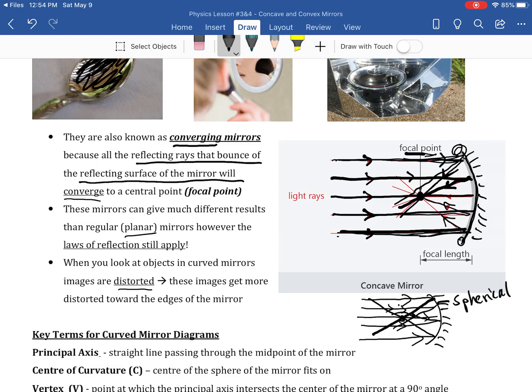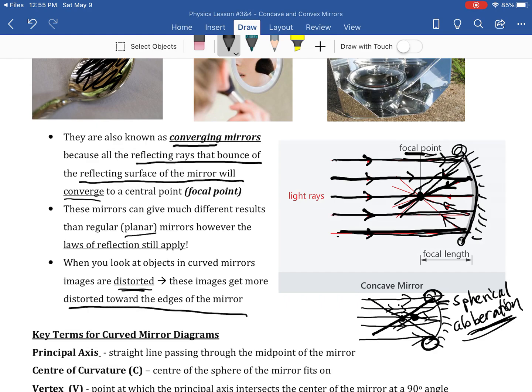Spherical aberration. When you have incident rays hitting the edges of the reflecting side of the concave mirror, not converging right at the focal point where all the other incident rays hit, converging maybe slightly to the left or right, away from the focal point, therefore creating a distorted image, a fuzzy image. That's called spherical aberration. Okay, so when you look at an object in curved mirrors, images are distorted.